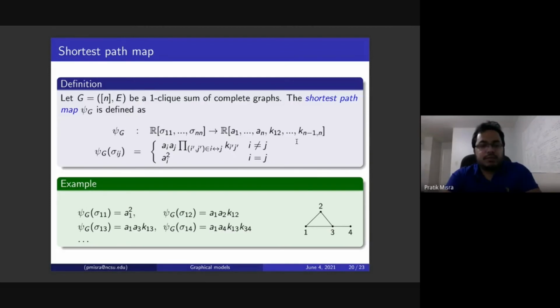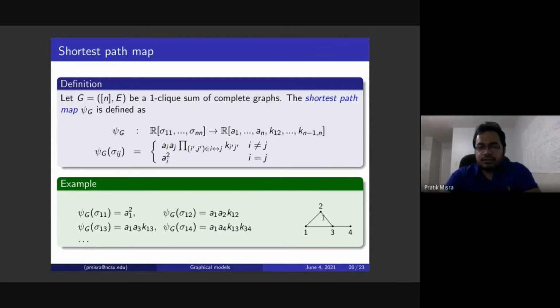And the way the map is defined is that sigma ij is mapped to ai times aj times the product over k i'j', where i'j' is an edge in the shortest path of i to j. And it's mapped to ai squared when i equals j. So let's look at an example for this.